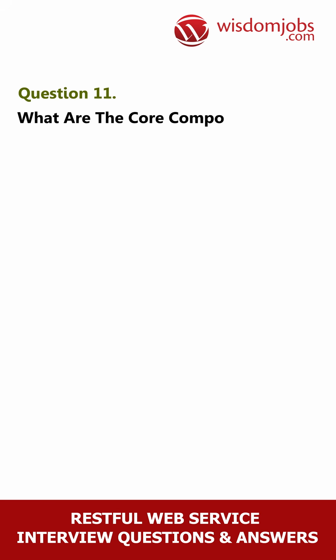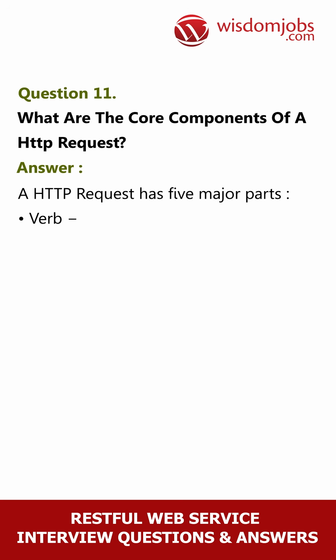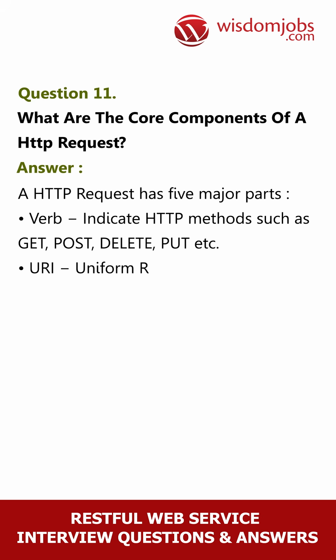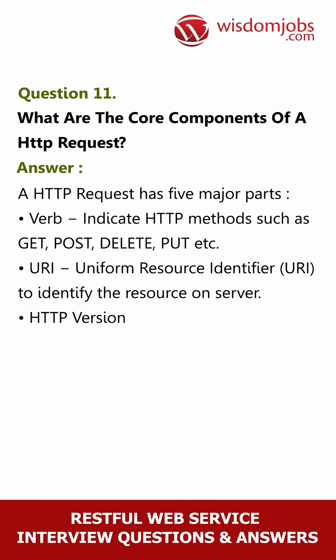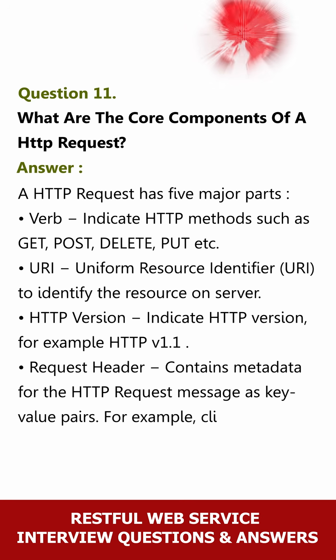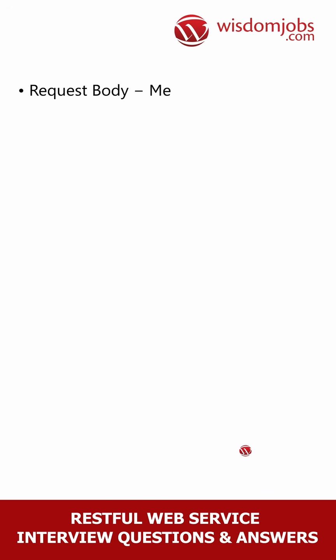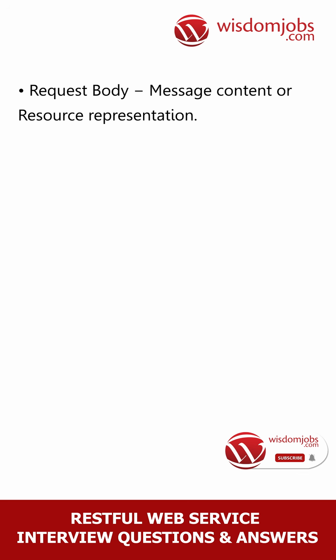Question 11. What are the core components of an HTTP request? Answer. An HTTP request has 5 major parts. Verb - indicates HTTP methods such as GET, POST, DELETE, PUT etc. URI - Uniform Resource Identifier to identify the resource on the server. HTTP version - indicates the HTTP version, for example HTTP v1.1. Request header - contains metadata for the HTTP request message as key-value pairs. For example, client or browser type, format supported by client, format of message body, cache settings etc. Request body - message content or resource representation.